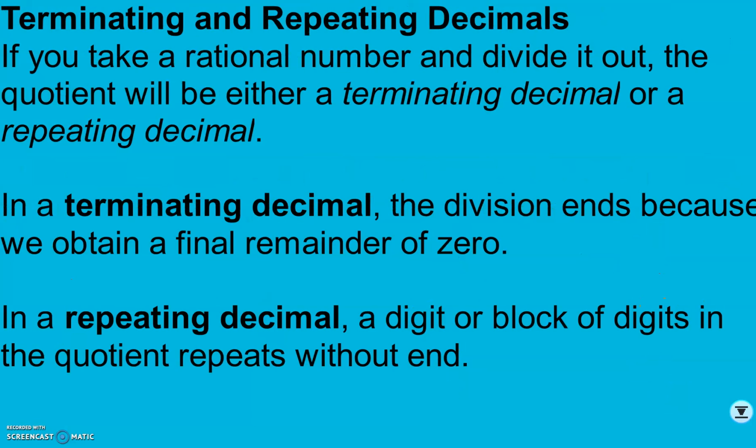If we take a rational number and divide it out, the quotient will either be a terminating decimal or a repeating decimal. If it's not, then it didn't start off as a rational number. In a terminating decimal, the division ends because eventually we finally obtain a remainder of 0. In a repeating decimal, a single digit or a block of digits in the quotient repeats forever and ever and ever without end. So some common ones are like 0.6 repeating. That's a repeating decimal. It's 0.6666666666666 forever.